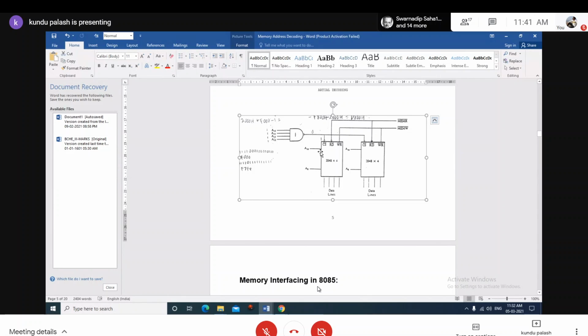Because the A11 address line is don't care. It may be high, it may be low. There is no connection from the CPU to any one of these memory blocks utilizing the A11 line. So A11 is left open or floated, no connection. So A11 can assume either 0 or 1. This does not at all affect the decoding.